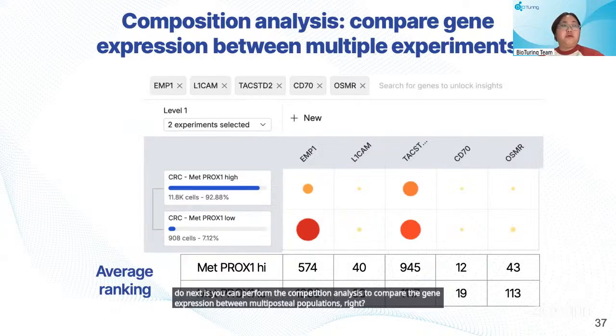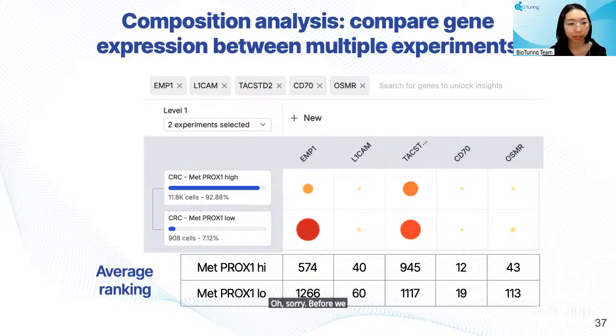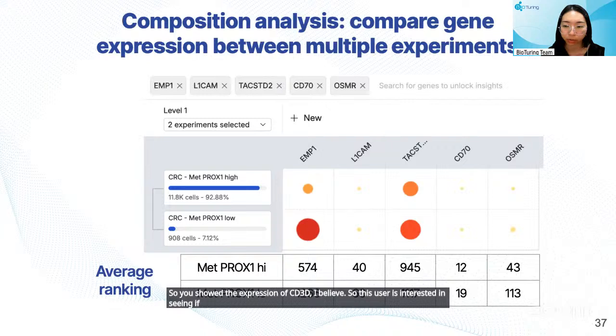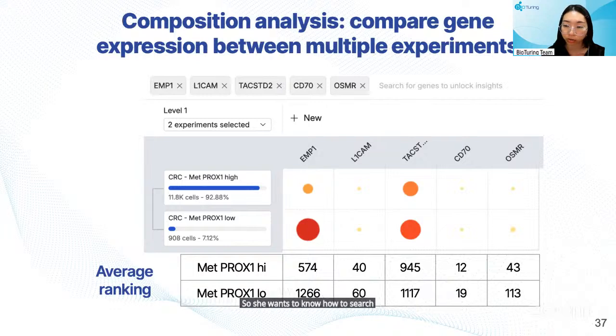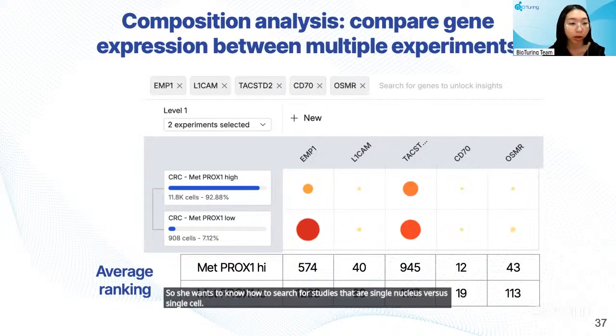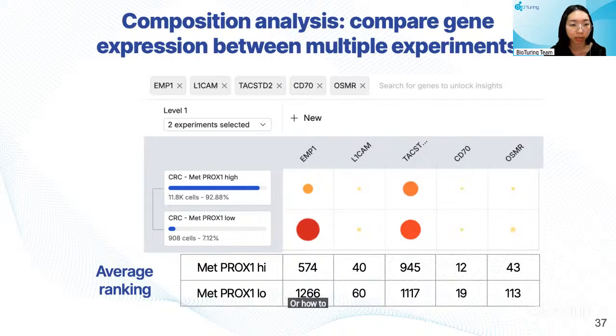Before we move on, we do have a question in the Q&A. Regarding the last slide, you showed the expression of CD3D, I believe. This user is interested in seeing if you can distinguish between single cell and single nucleus. She wants to know how to search for studies that are single nucleus versus single cell, or how to filter it on Talk2Data.